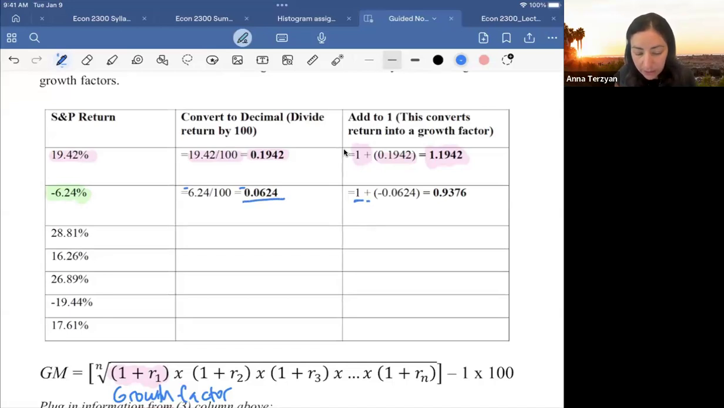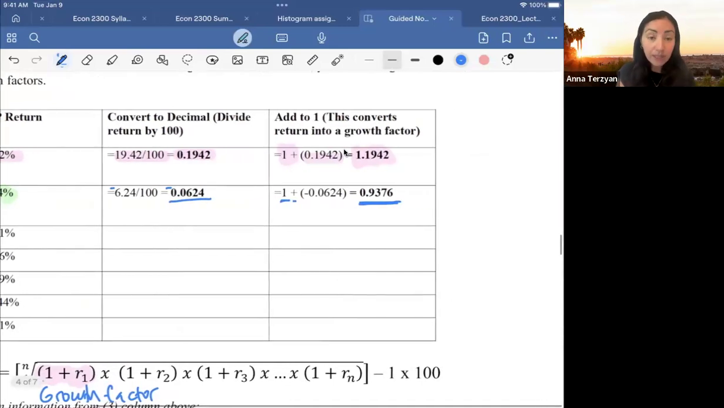And that means at the end of that period, the growth rate for that period would be 0.9376. So notice it's less than 1. So it shrank. Whatever that value was at the end of that first year, it's going to shrink. Let me show you guys what that means in actual dollar amounts.